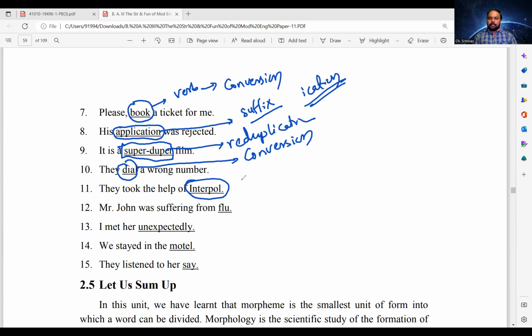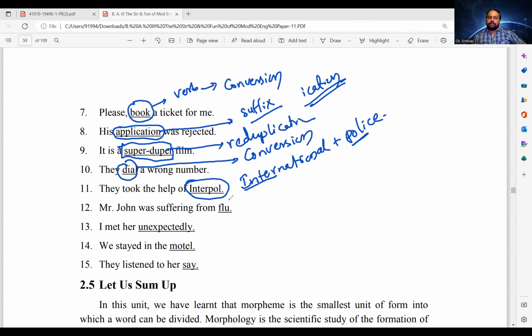They took the help of Interpol. Interpol is formed from international plus police. So inter and pol. International police ni Interpol ani cheppukuntamu. This is a technique called blend or blending.